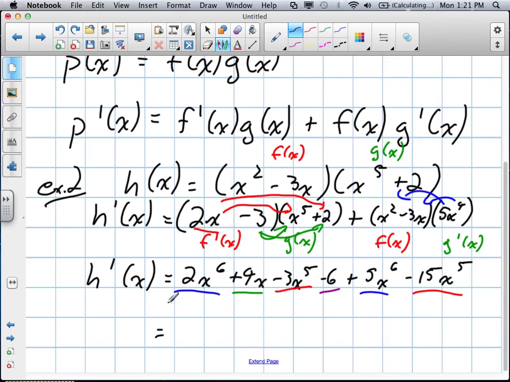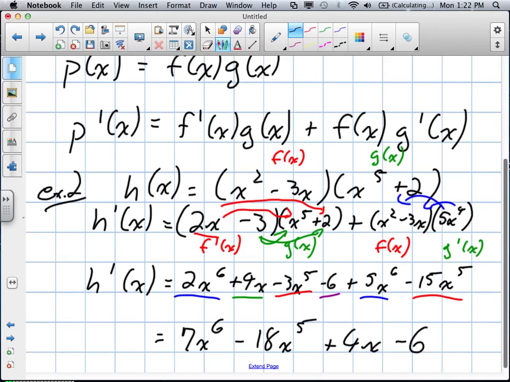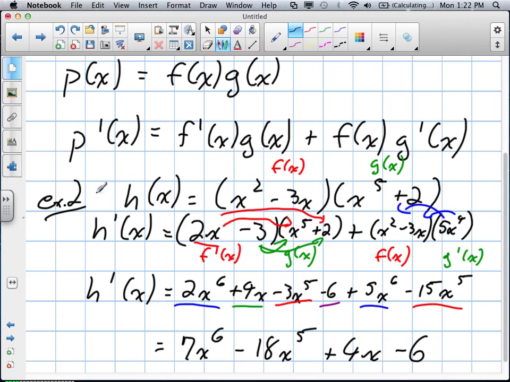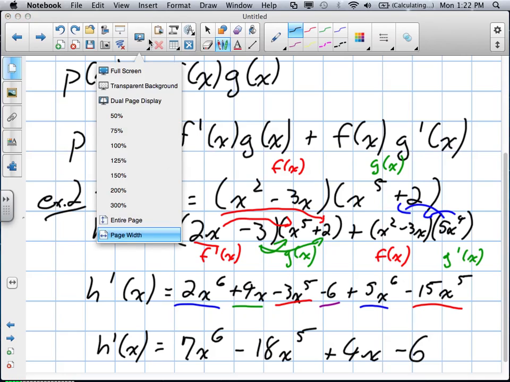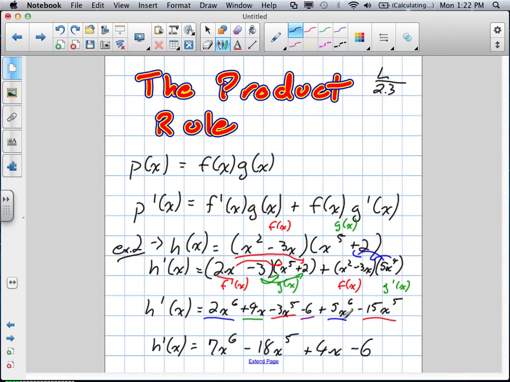So we're going to collect our like terms. 2x to the power of 6 plus 5x to the power of 6 gives us 7x to the power of 6. Negative 3 and negative 15 gives us negative 18x to the power of 5, plus 4x minus 6, because those are all like terms. So that would be the derivative of our h. h at x, this is our h prime x, or the derivative of h at x, becomes this function here. And if you notice, we had to go through priming the first function times the original, and then priming the second function times the other original.